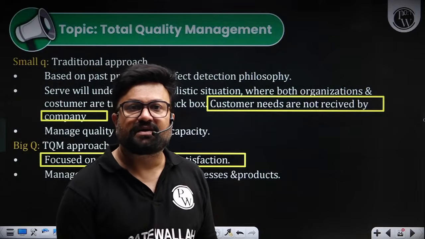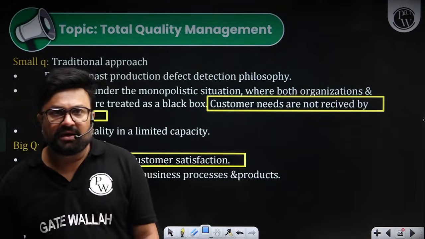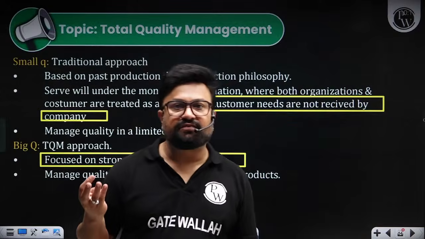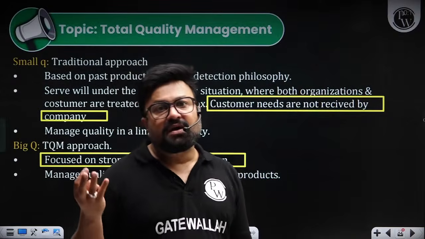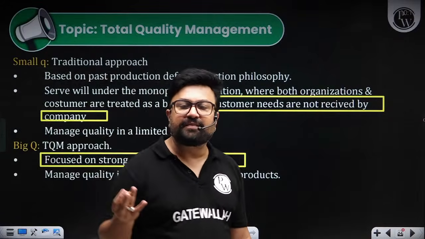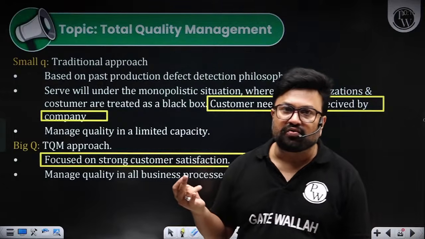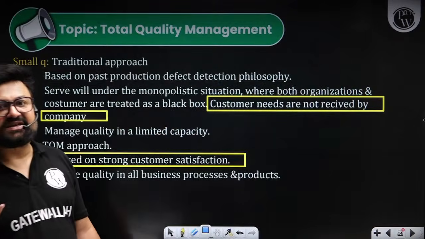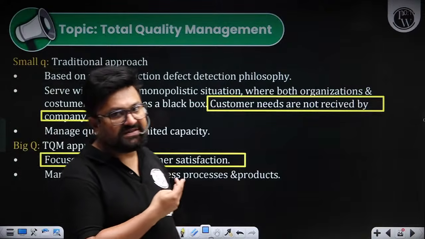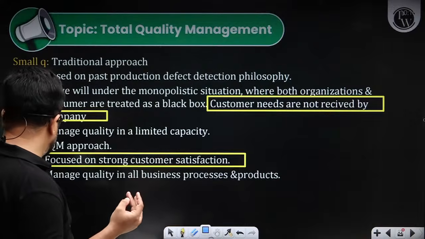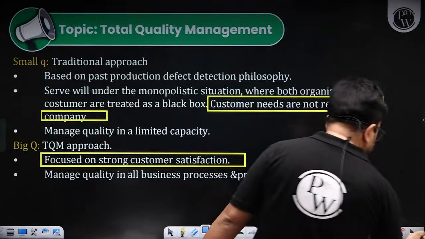That's it. Now there are principles of TQM. It has mainly eight principles. First is leadership. Second is customer focus organization. Third is involvement of people. Fourth is process improvement. Fifth is system approach to management. Sixth is continuous improvement, that is Kaizen, which we studied.